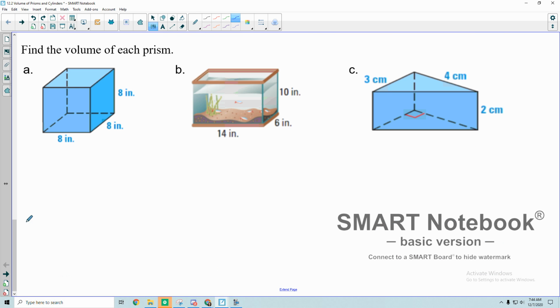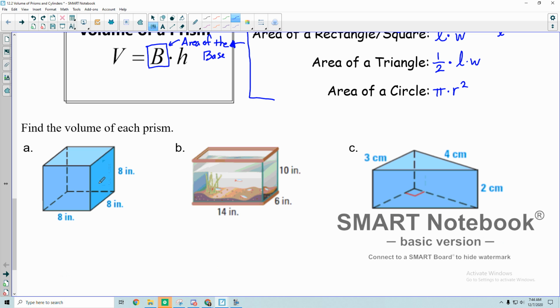All right, let's look at this very first prism. What shape is the base? Here would be our base right here. What shape is this? This would definitely be a square. Since the length and the width of this square, this 2D flat shape at the bottom, are the same, that means it's a square. On all the other sides, it would be 8. All the sides are the same length, definitely a square.